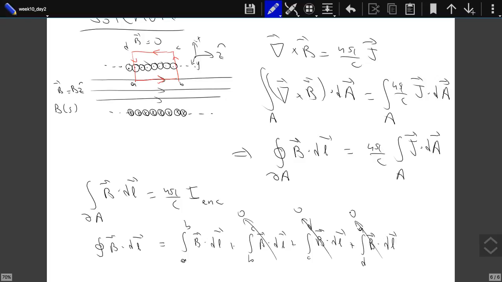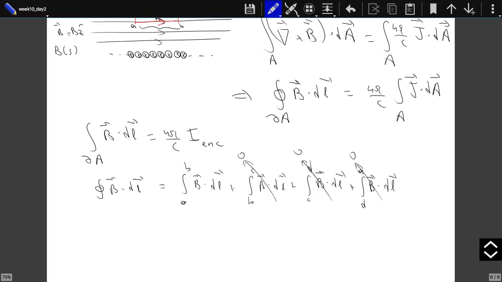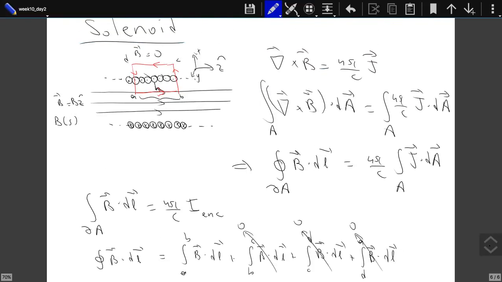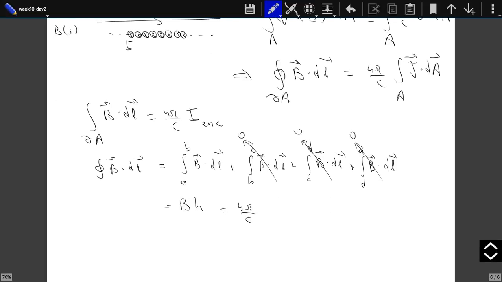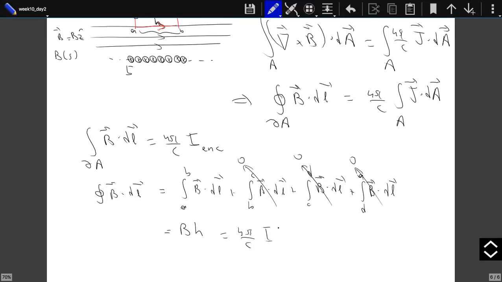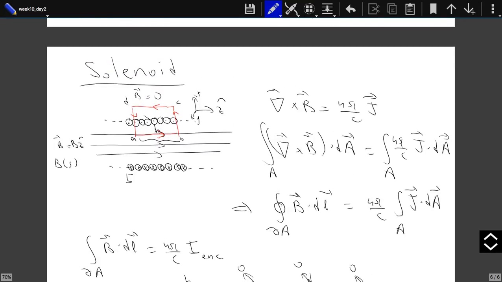And the integral from A to B, let's just say this length is h. The integral from B to D is just B times h. So this should be equal to 4 pi over C times the enclosed current. Now, let's say the wire carries a current I, but I don't have one. I have, let's say, n of them in this length h. So the total current is I times n.